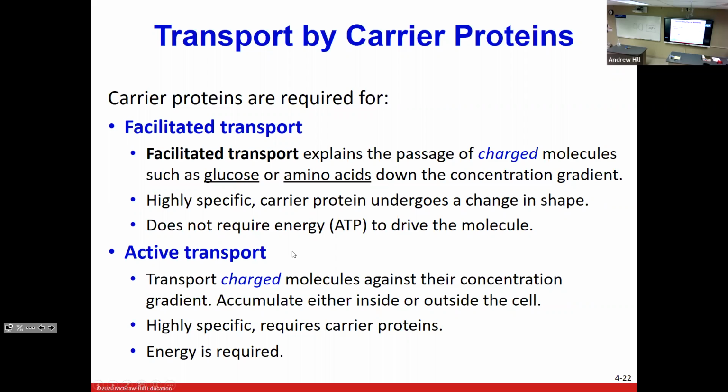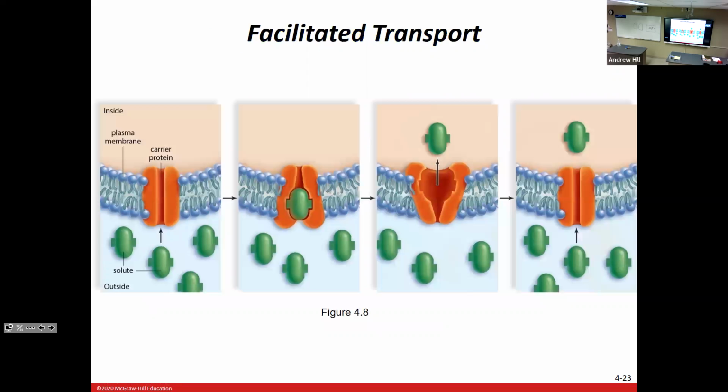Now there's another form of transport called active transport. This can also transport things like charged molecules, like sodium, against its concentration gradient. It can accumulate something like potassium inside of cells, and you can accumulate sodium outside of cells. Active transport is highly specific. It requires special carrier proteins, and energy is required, often in the form of using up adenosine triphosphate and hydrolyzing it to ADP, adenosine diphosphate, and an inorganic phosphate.